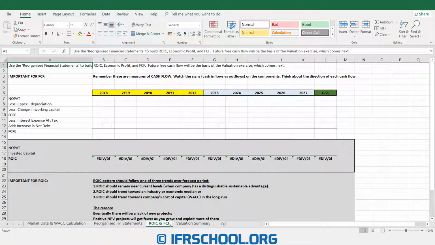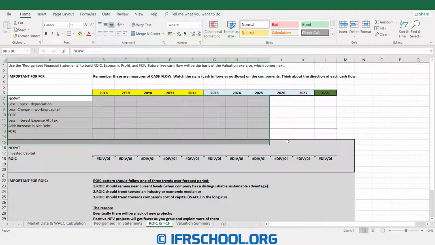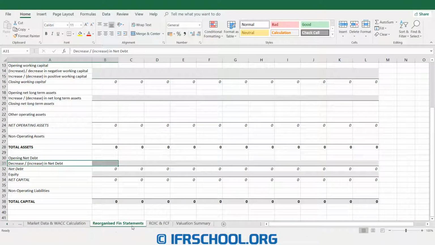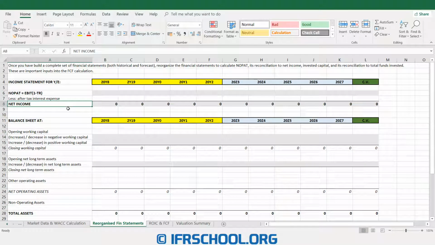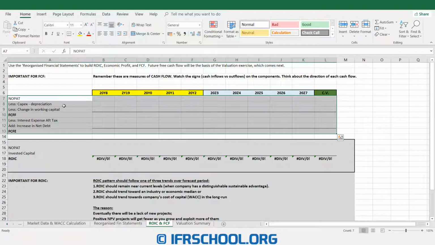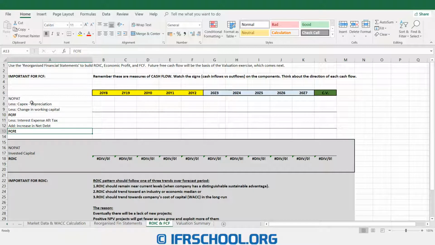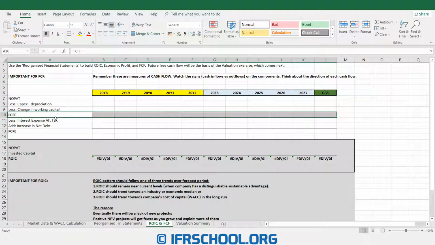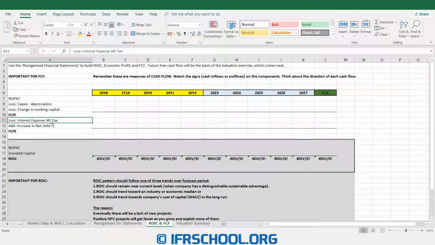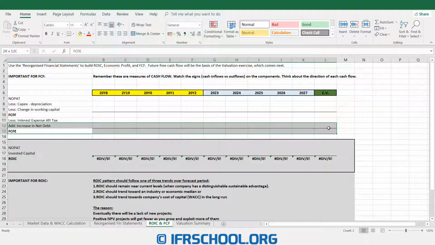In the ROIC and free cash flow tab, we will neatly arrange the components that we've just derived in the Reorganized Financial Statements tab. So we will take the NOPAT, net income, and the other components of free cash flow, and we will lay them out neatly to derive free cash flow to the firm and free cash flow to equity. So we take NOPAT, less CapEx, less change in working capital to derive our measure of free cash flow to the firm. From free cash flow to the firm, we take away interest expense after tax, and we add the increase in net debt to derive our measures of free cash flow to equity over the forecast period.